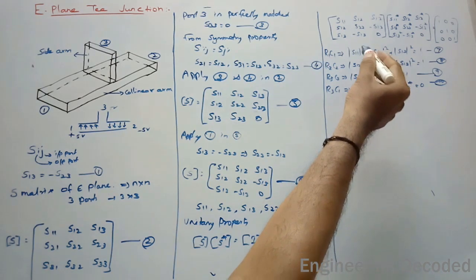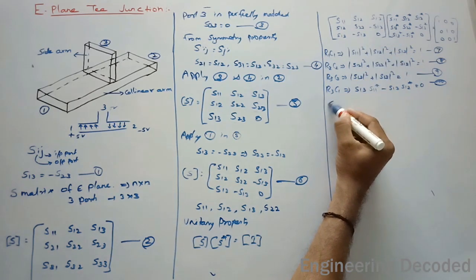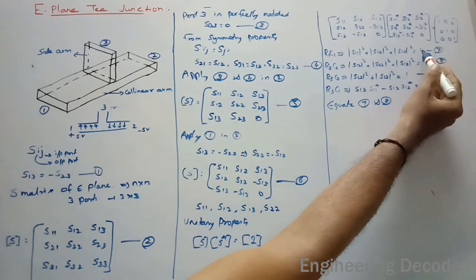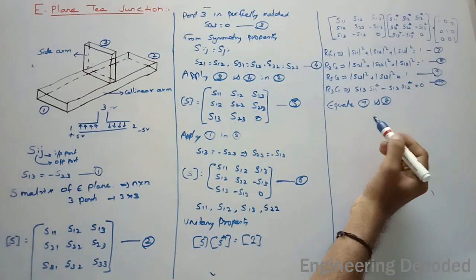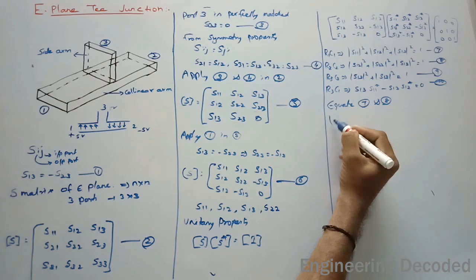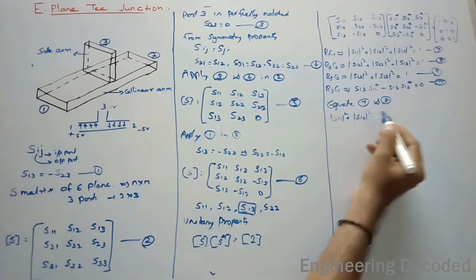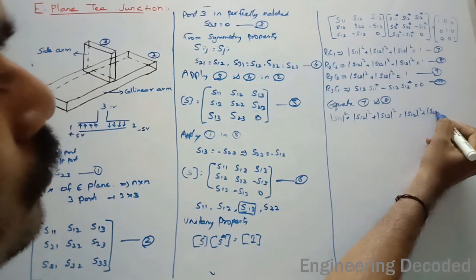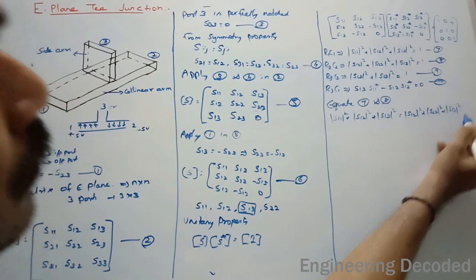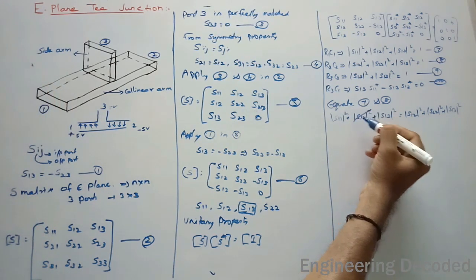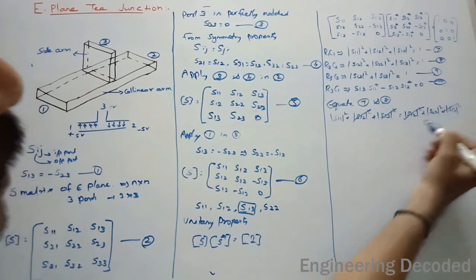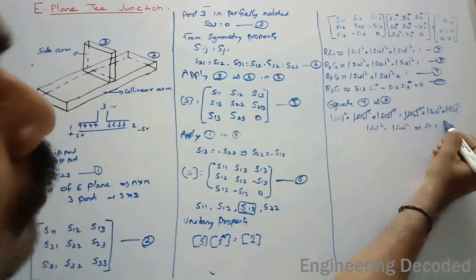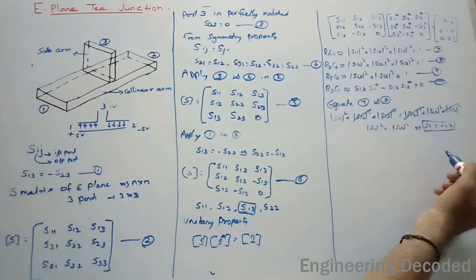So first we can equate equations 7 and 8. So we can see both are having same RHS. So we can equate them. So modulus of S11 square plus modulus of S12 square plus modulus of S13 square is equal to modulus of S12 square plus modulus of S22 square plus modulus of S13 square. So S12 square is here and S12 square you can cancel it, S13 and S13 you can cancel it. So we have modulus of S11 square is equal to modulus of S22 square. From this you can write S11 is equal to S22. So this is one relation.